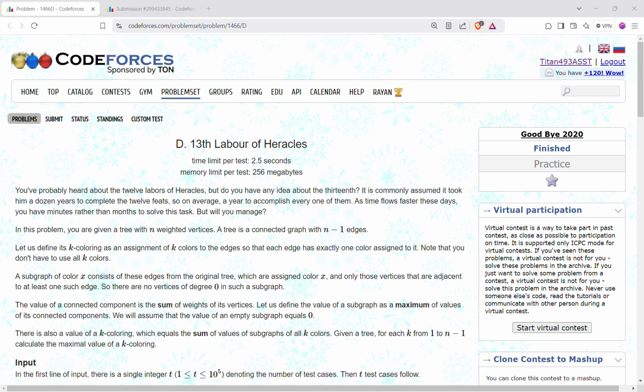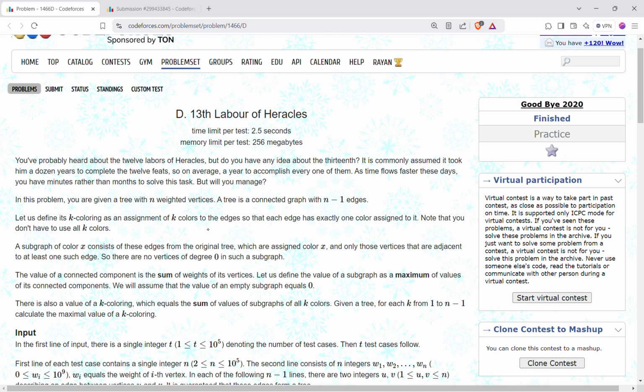So today we are going to solve this question called the 13th labor of Heracles from Codeforces. Actually it is a very nice question from this Goodbye 2020 round, and let us take a look at the question. So in this problem you are given a tree with n weighted vertices.